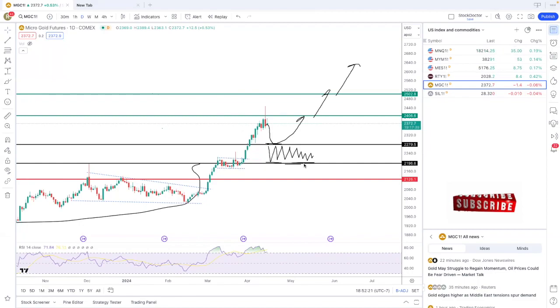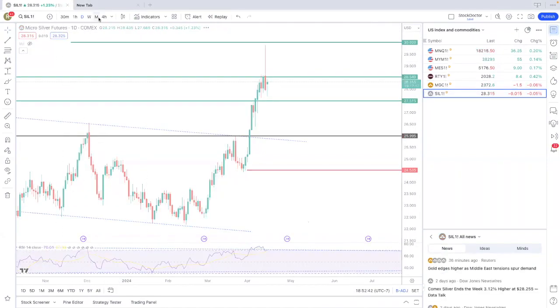If gold somehow breaks below 2200, then we will talk about the level of 2125. But looking at this situation, these patterns, and the breakout, I don't think gold is coming down too much. So this was about gold, and now we will talk about silver.